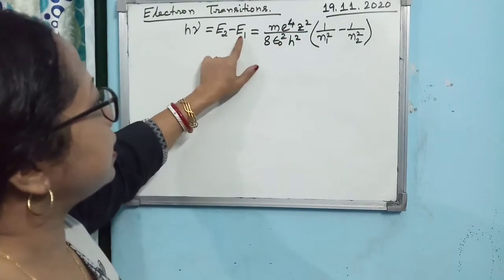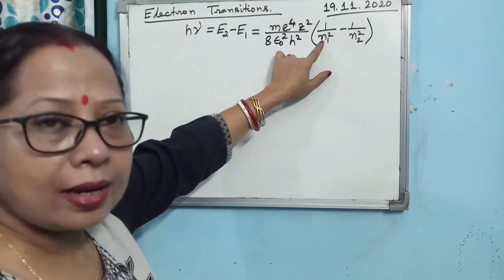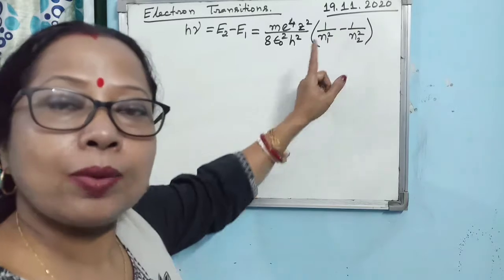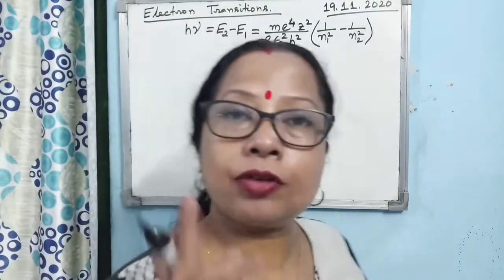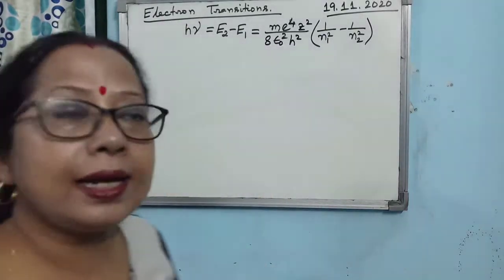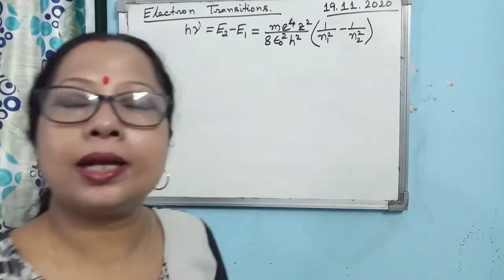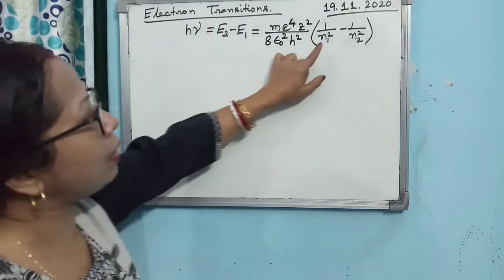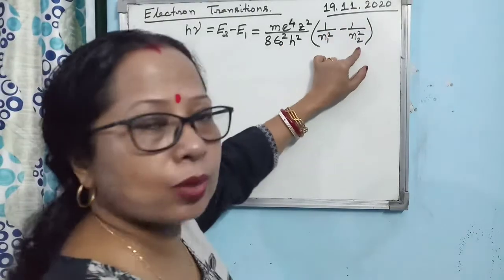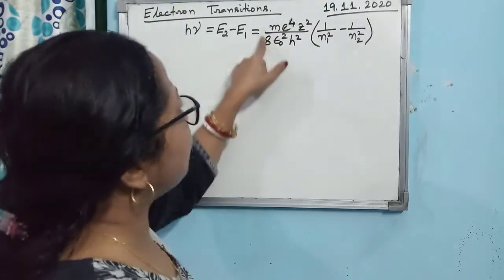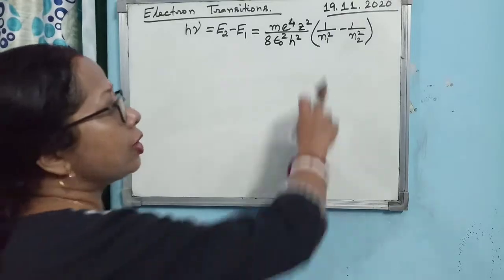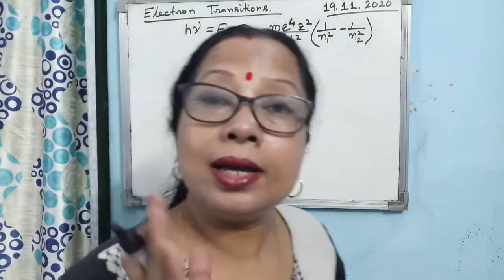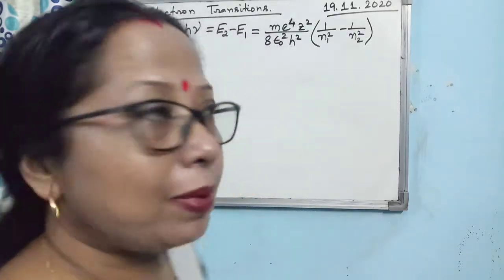For the first energy level, it will be n1, and for the second energy level, it will be n2. n1 is the principal quantum number of the first energy level, and n2 is the principal quantum number of the second. So here you see E2 minus E1, but we have got 1 by n1 square minus 1 by n2 square, taking this part as common. Why is it not n2 square minus n1 square? Because E has a negative sign. So don't make the mistake.